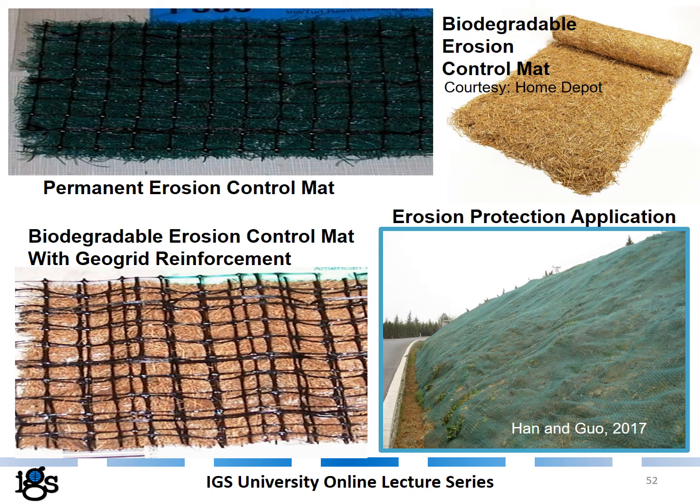In this slide, we see a few examples of erosion control materials. This is a permanent erosion control mat. This is a biodegradable erosion control mat. This is also a biodegradable erosion control mat, but typically these have very small tensile strength, so they have added a geogrid reinforcement to the erosion mat. And here you see a final application of erosion control mat on a slope.